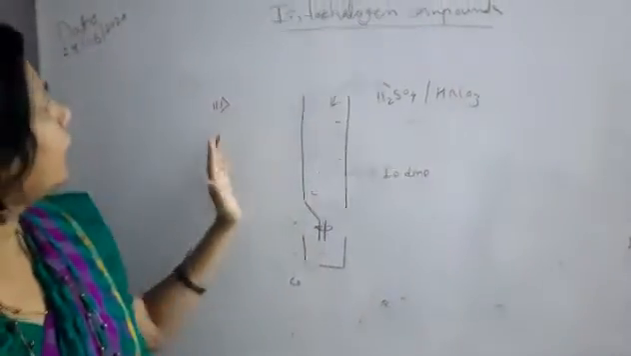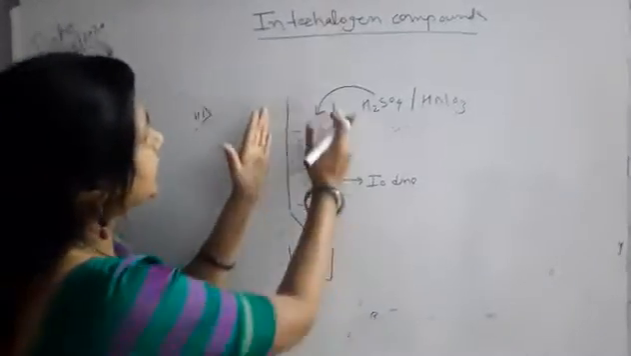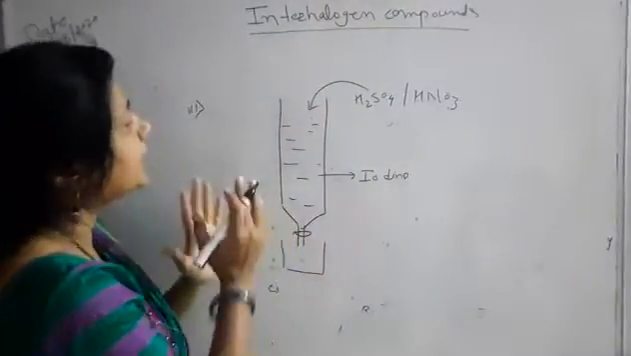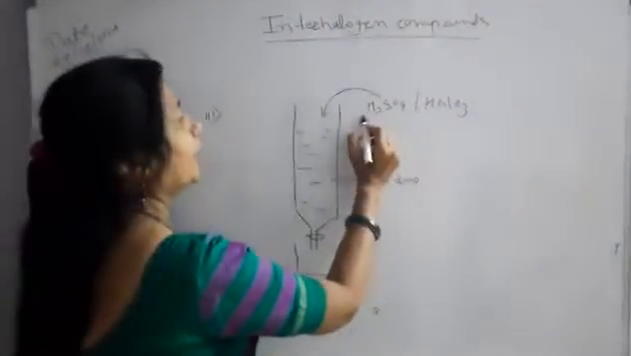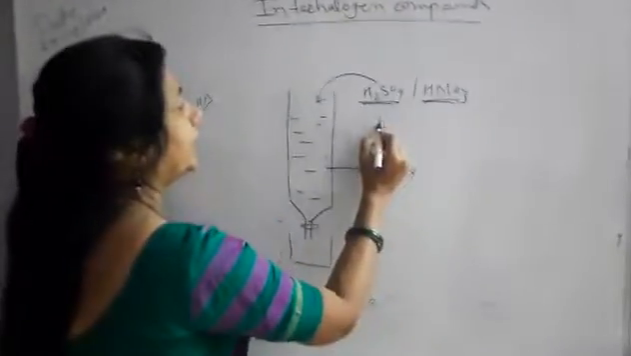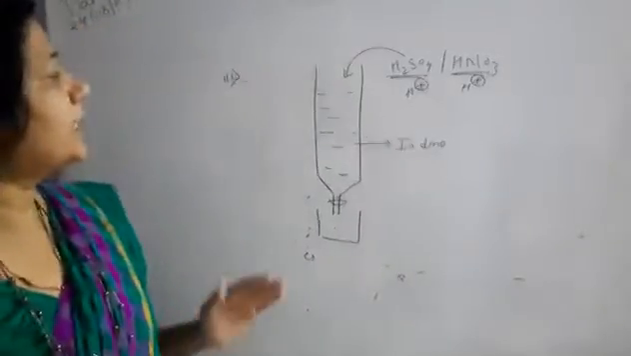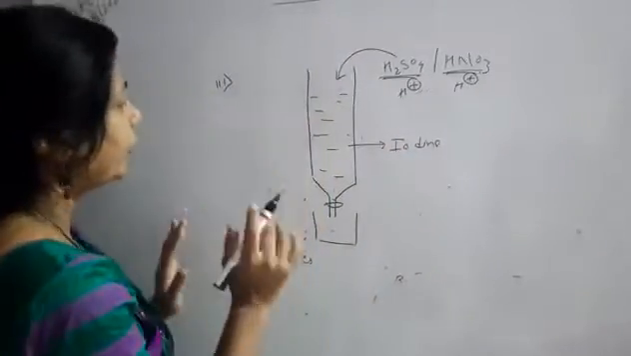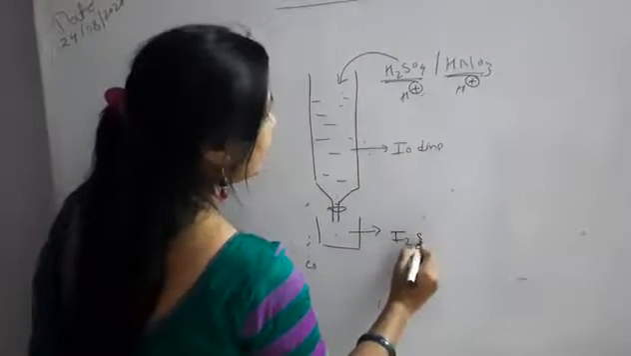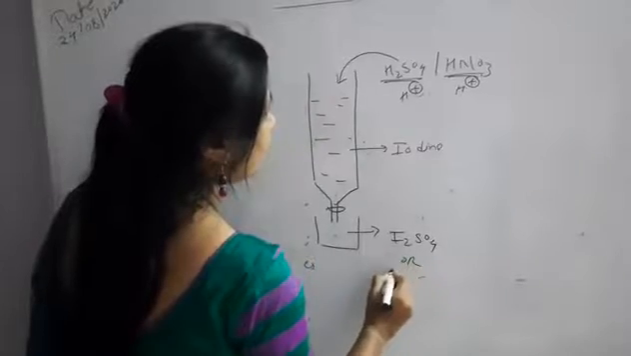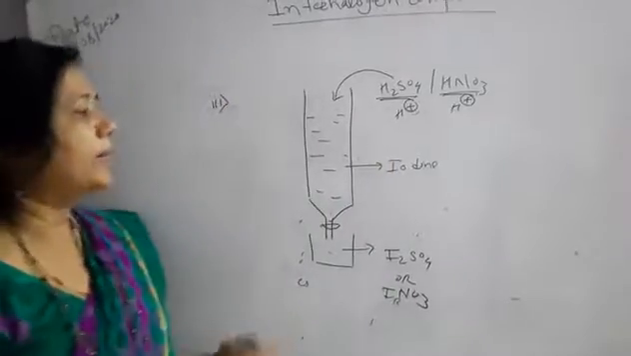Student, now we are going to the third point, which again explains the basic nature of iodine. This is the ion exchange resin column. On this column there is iodine, and we are adding a solution of H2SO4 and HNO3, which contain H plus ions. All these H plus ions are replaced by iodine, and we get I2SO4 or a solution of INO3.